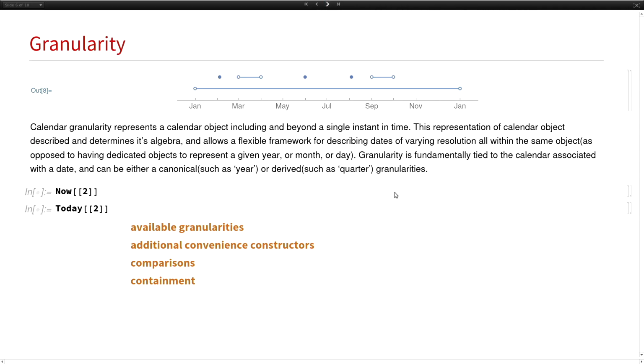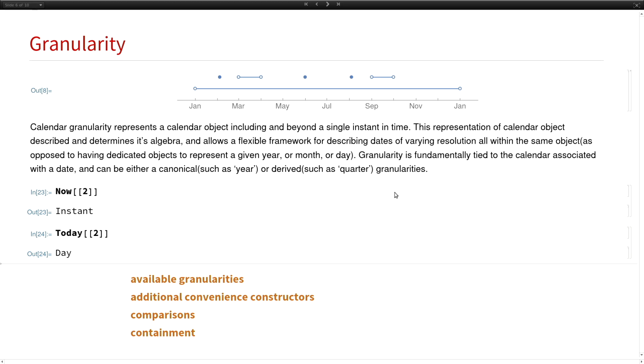So the big thing that we've added since version 10 and early on in version 11 is granularity. The way that we describe granularity is that it represents a calendar object associated with a given calendar. So for example, we have two different convenience constructs, Now and Today. They represent objects within a given period of time, but they have a different resolution or a different granularity. And in many ways, this granularity determines the way that we think about the date object and the way that we handle algebra associated with a date object.